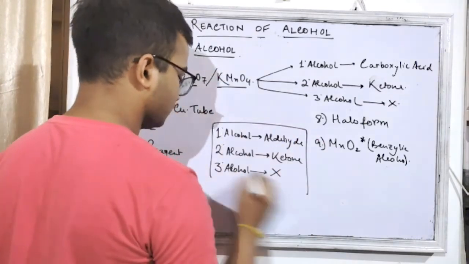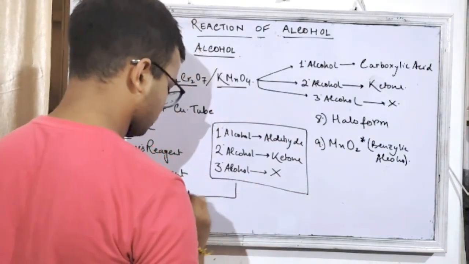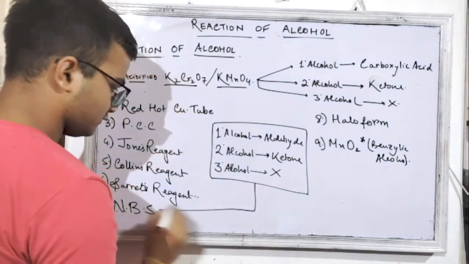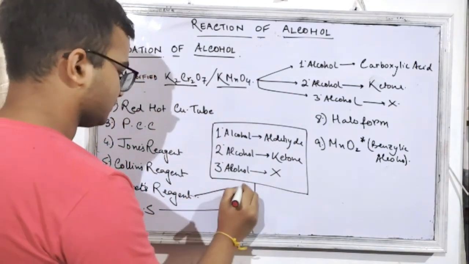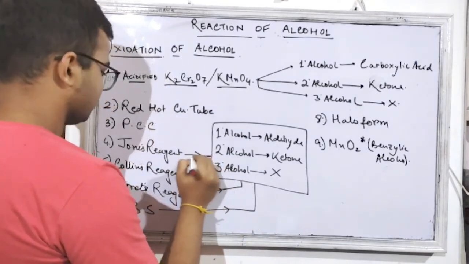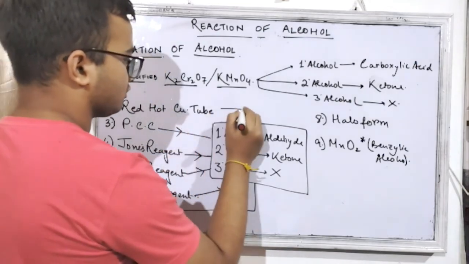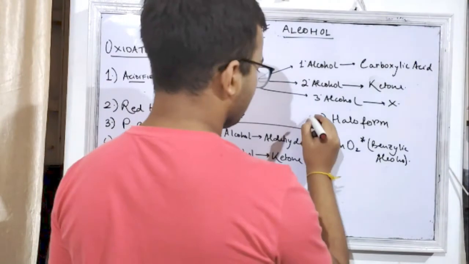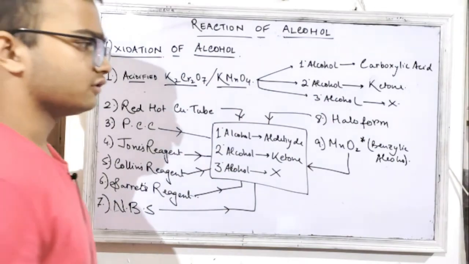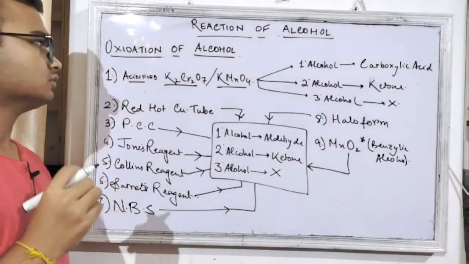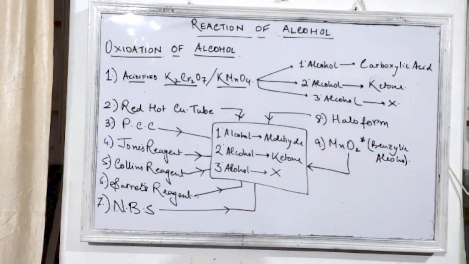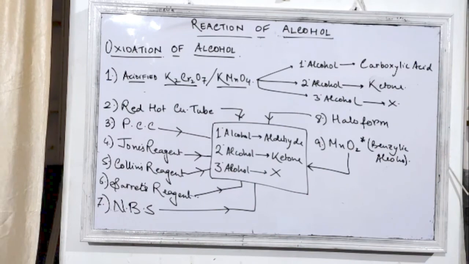So putting a box here, and then I will connect with arrows. One arrow, let's do it in an organized way. So one from N-bromosuccinimide, one from Sarrett's reagent, one from the Collins reagent, Jones reagent, pyridinium chlorochromate, red hot copper tube, haloform, and at the end it is MnO2, which is only for the benzylic alcohol. So this was about the oxidation of alcohol. So you can copy it down. Done.